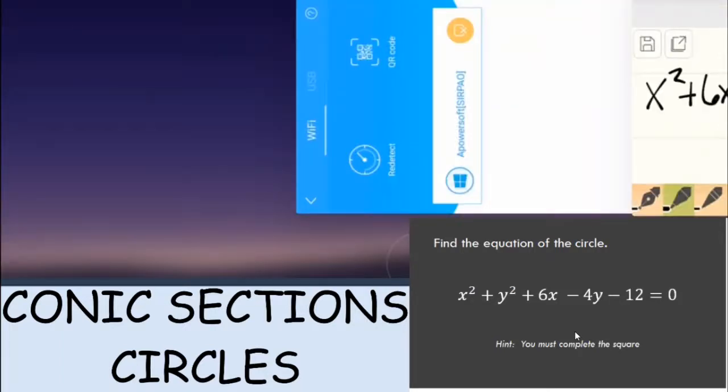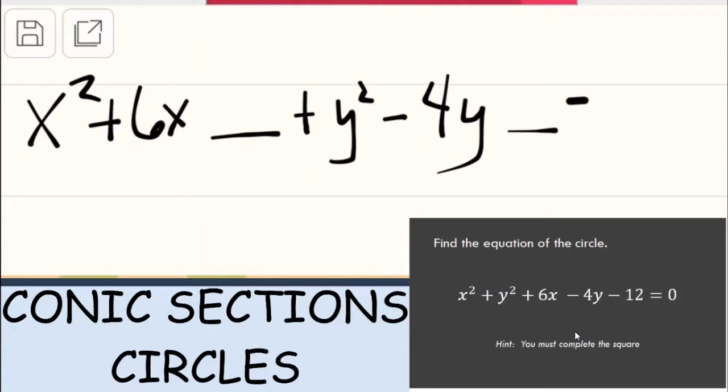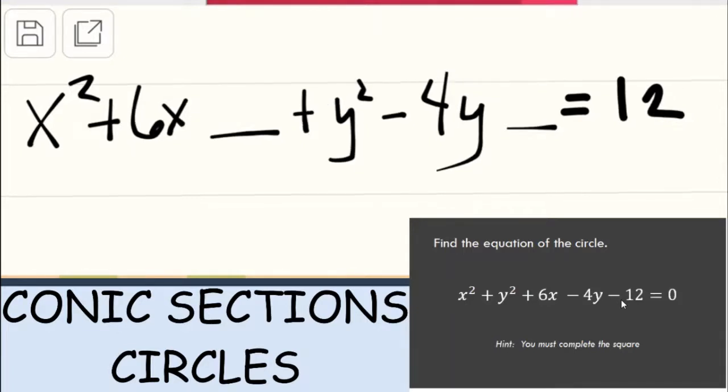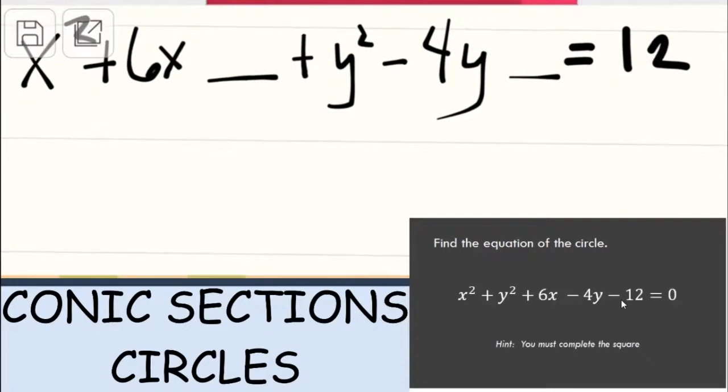Equals, so negative 12 to. So ilipat na natin siya sa kabila ng equal sign. So pag lumipat siya, magiging positive. So magiging positive 12. Yan, para mas malinaw. Ngayon, apply na natin yung completing the square.